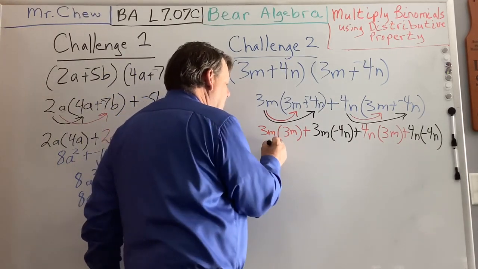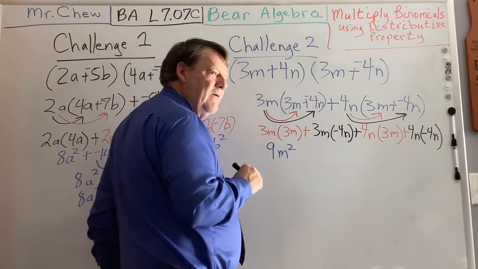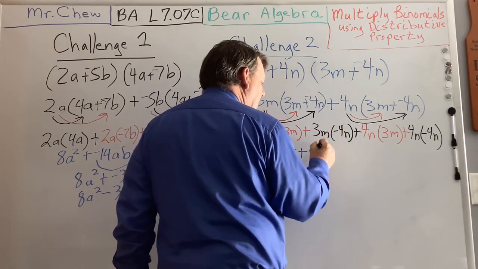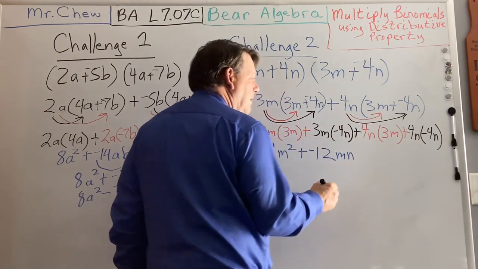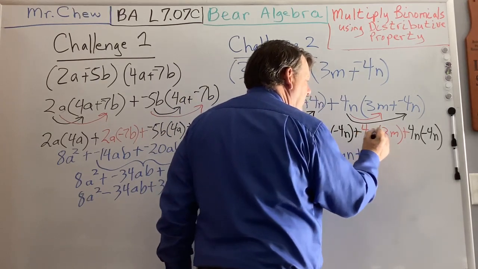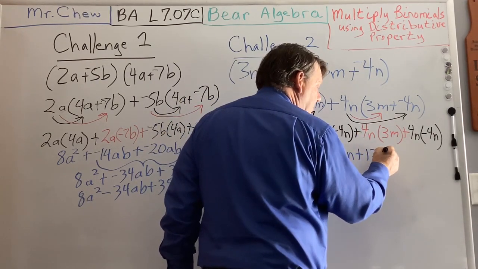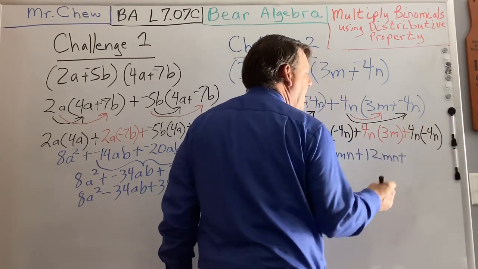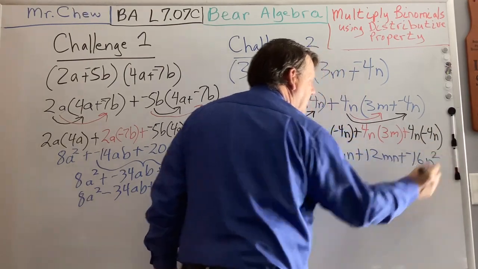3 times 3 is 9. M times m is m squared. 3 times negative 4 is negative 12 mn. Plus 4 times 3 is 12, and then that's nm, which is the same as mn. And 4 times negative 4, which is negative 16, n times n is n squared.